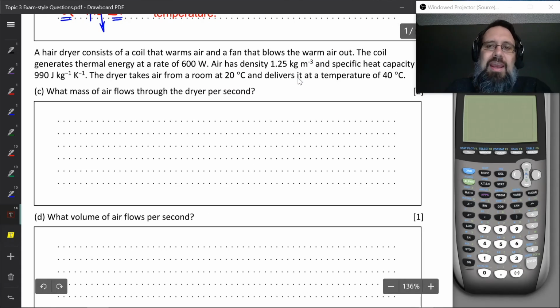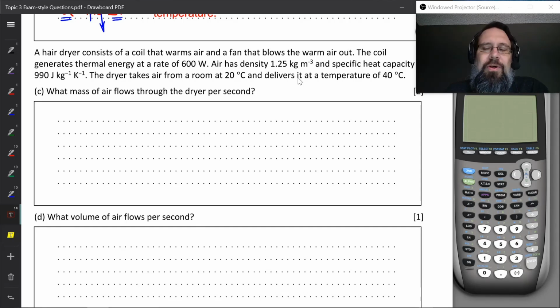Next question. A hair dryer consists of a coil that warms air and a fan that blows the warm air out. The coil generates thermal energy at a rate of 600 watts. Air has density 1.25 kilograms per cubic meter and specific heat capacity 990 joules per kilogram per Kelvin. The dryer takes air from the room at 20 degrees Celsius and delivers it at a temperature of 40 degrees Celsius. So that's a lot of information packed in there.